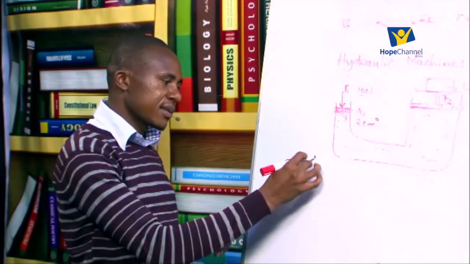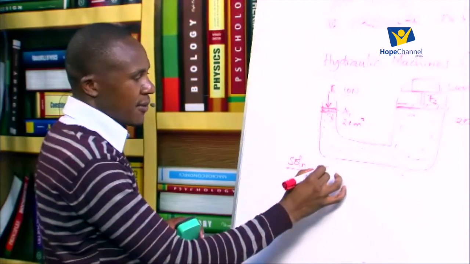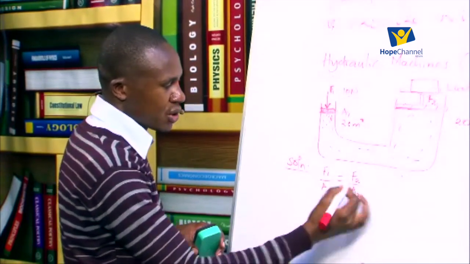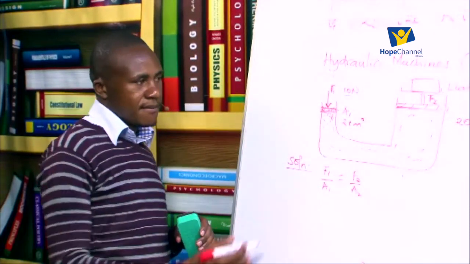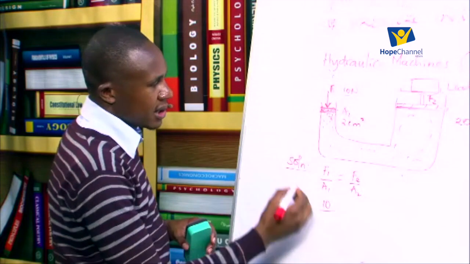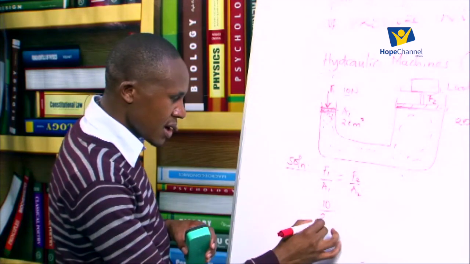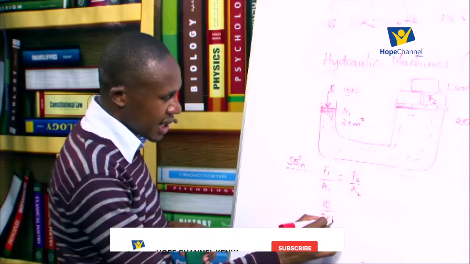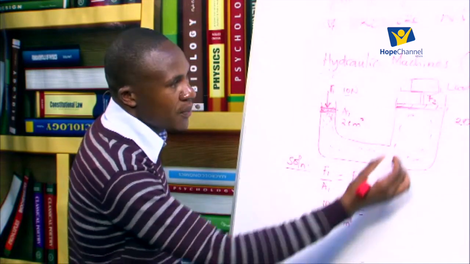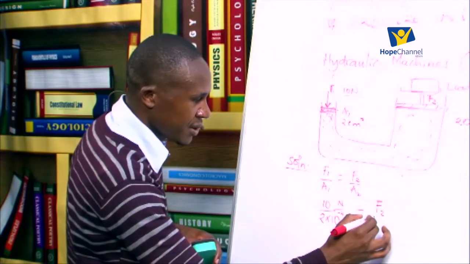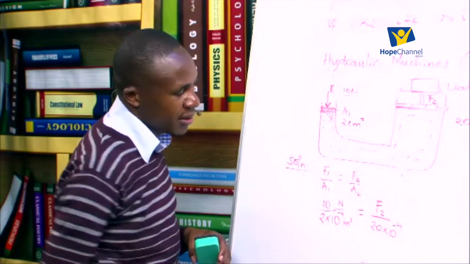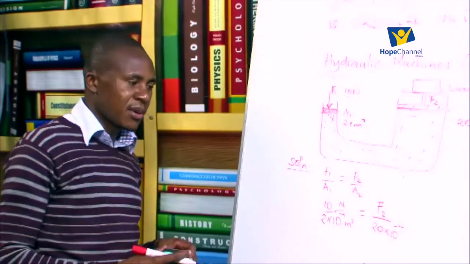So solution, we say that F1 divided by A1 should be equal to F2 divided by A2. From that diagram, F1 is 10, so we shall have 10 divided by A1, which is 2 square centimeters, but now we convert to square meters, 2 times 10 raised to power negative 4 square meters, should be equal to, we don't know the value of F2, so we have F2 divided by 20 times 10 raised to power negative 4. Again we convert to square meters. We want the value of F2.